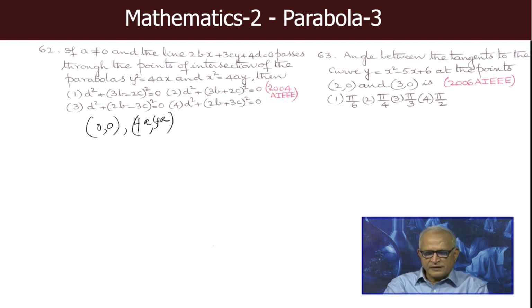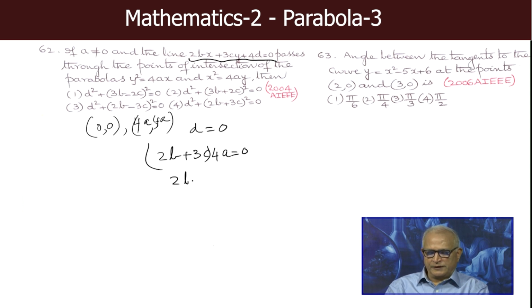Now, the line passes through these 2 points. When the line passes through 0, 0, D equal to 0. When you put x equal to 0, y equal to 0 in this equation, D equal to 0. When the line passes through 4A, 4A, with D equal to 0, 2B plus 3C times 4A equal to 0, but 4A is not 0. So, therefore, that gives 2B plus 3C equal to 0. So, the result is that D must be 0 and 2B plus 3C equal to 0.